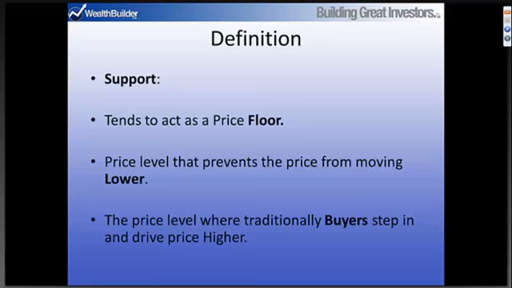So let's start with some definitions. First of all, what is support? Well, support tends to act as a price floor. It's a price level that prevents the price from moving lower. It's the price level where buyers tend to step in and drive the price higher. So that is support. Kind of think of it as the floor, a price floor.